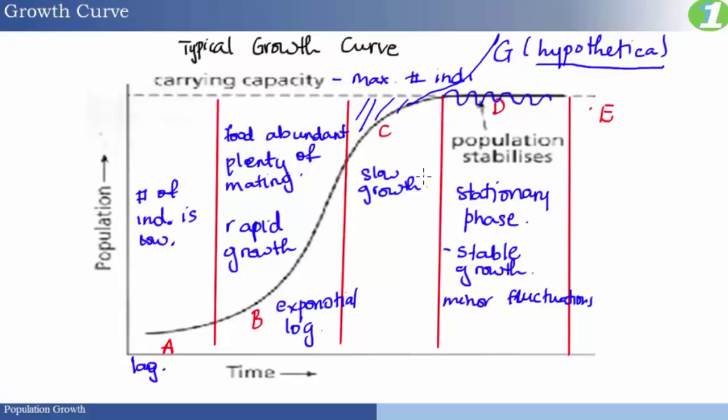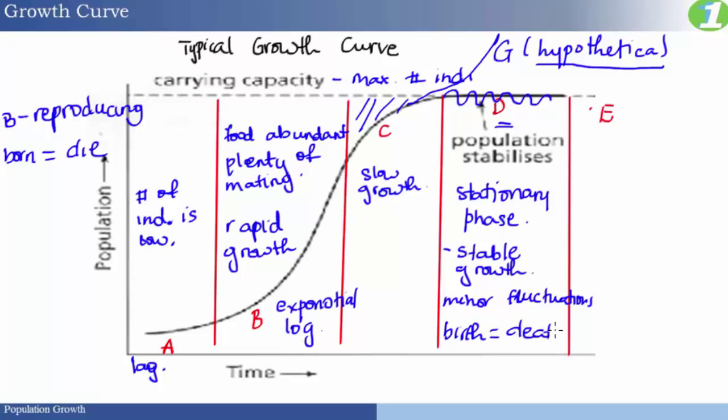And something else that I'd like to point out is that in order for the population to grow, that means that new individuals must have been introduced into the population. So at B, the population is reproducing, and quite a lot, I might add. Now, if the number of persons being born is equal to the number of persons dying, then there will be no growth, and that is what is happening at D. So at D, the number of births is equal to the number of deaths in the population.